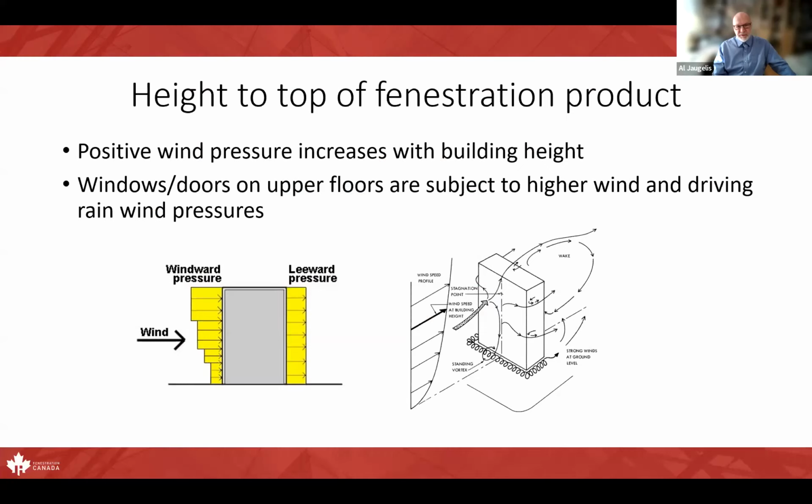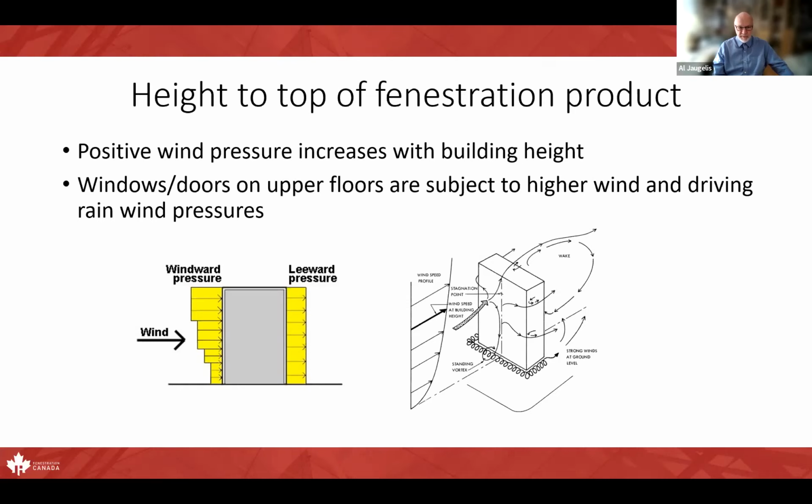The other thing that you need to think about is the height of the fenestration product, to the top of the product. That's not generally a concern in Part 9 buildings because they're so low to the ground. But of course, many of our members are selling products into mid-rise and even high-rise buildings. And we know that as you get higher in a taller building, the higher the wind pressures are on the windward side, as shown in the diagram on the left. So definitely that's one of the inputs in the calculator.